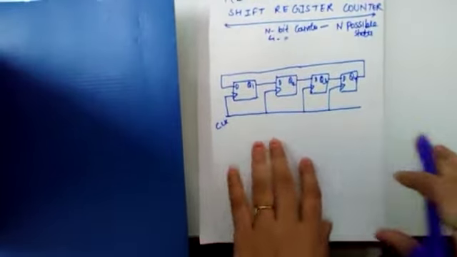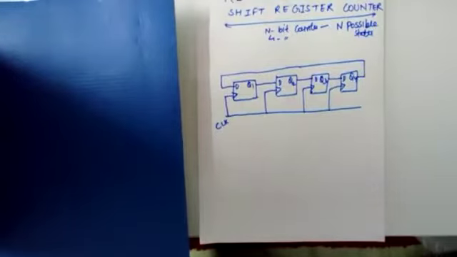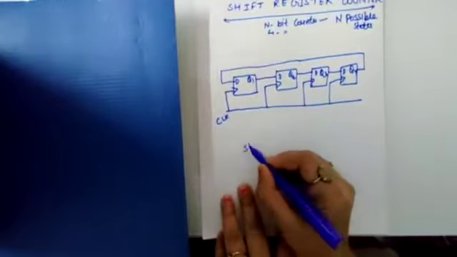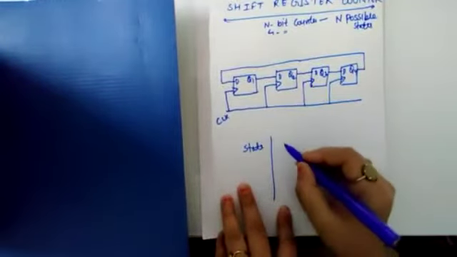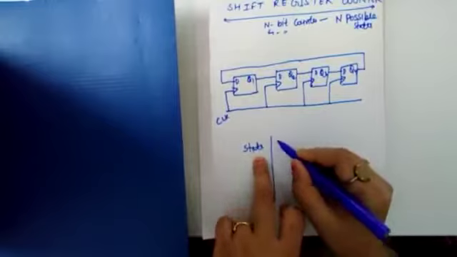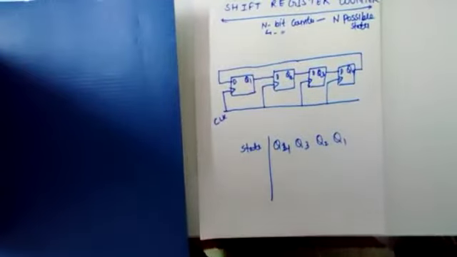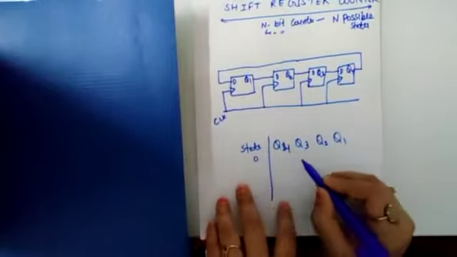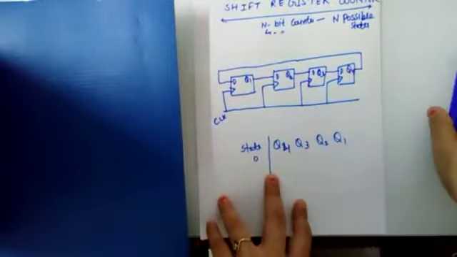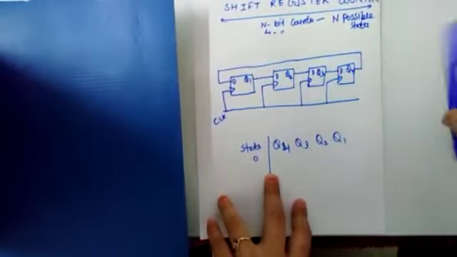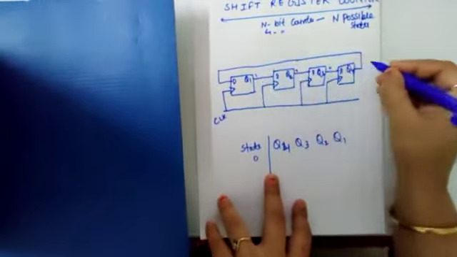Now we will see the working of this ring counter with the help of a truth table. So again we are taking one side, we are drawing the table: state of the clock pulse and the outputs Q4, Q3, Q2, Q1. In that form I am writing the output. So what I am considering is that before giving any clock pulse, all the outputs are like this.